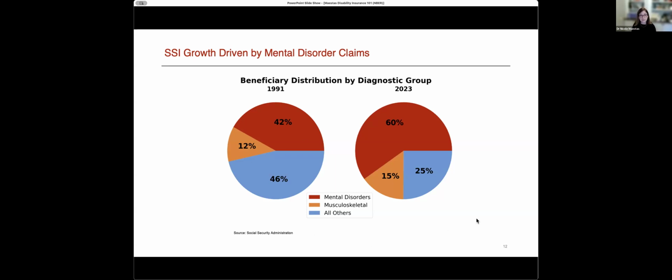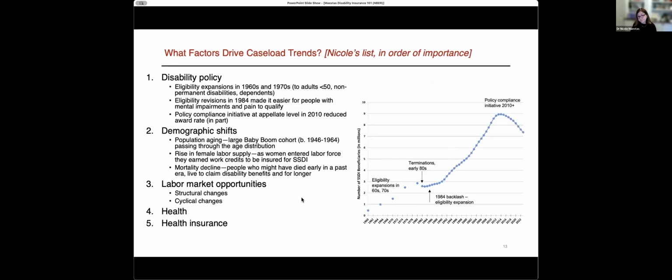Okay. All right. We've talked about many things regarding the program, but I just want to give you a very high-level take on what really drives changes in these caseload trends. And my number one factor is disability policy. The work we're doing studying this program is very important for informing that endeavor.